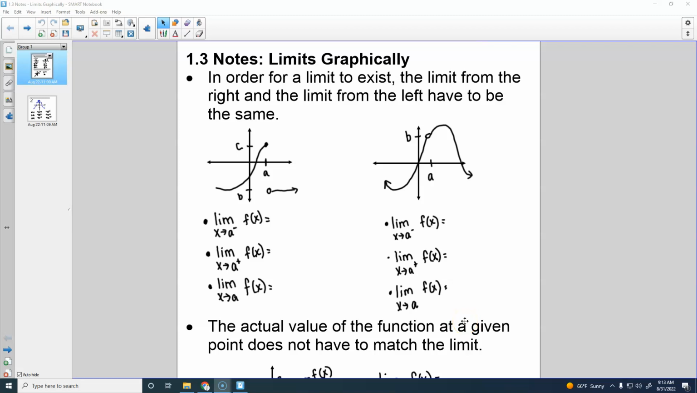limits graphically. Sometimes this throws students off, so I wanted to do something like this where there are no numbers. There's just letters.